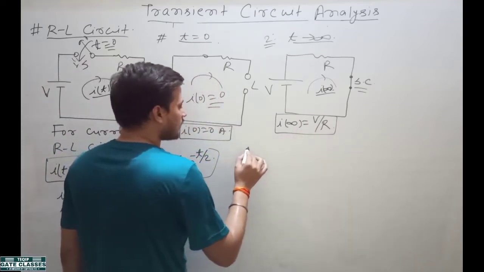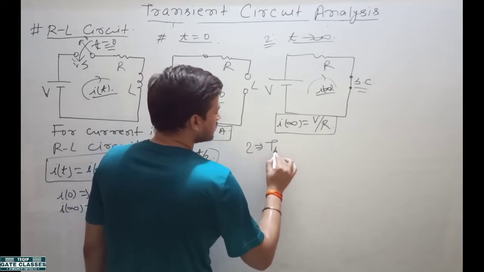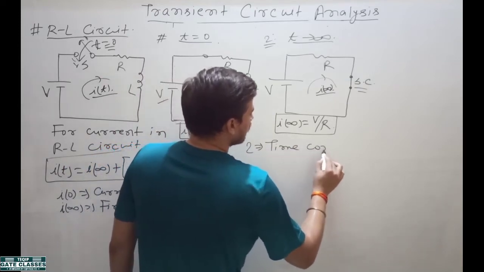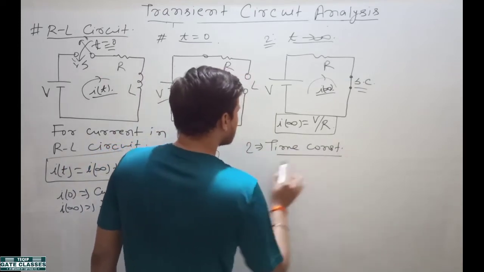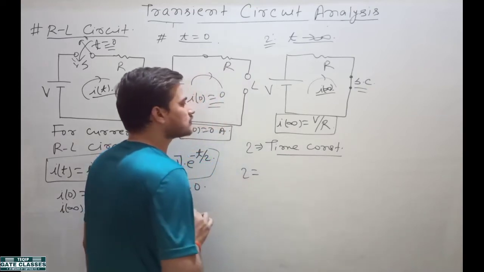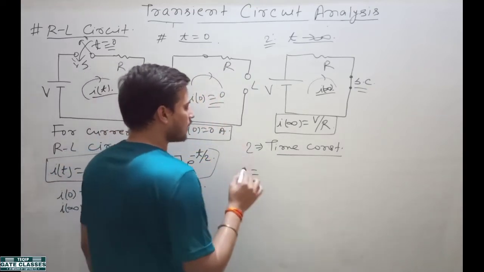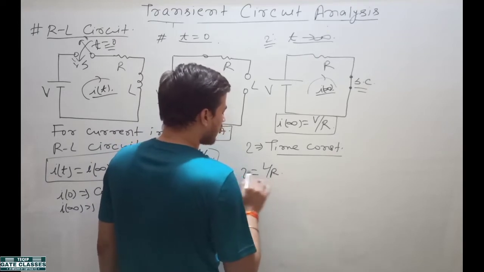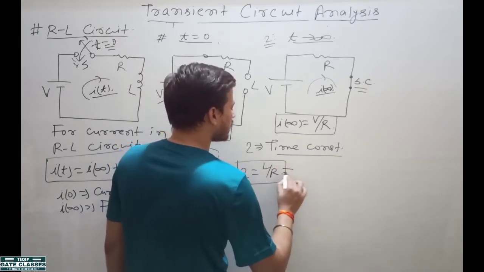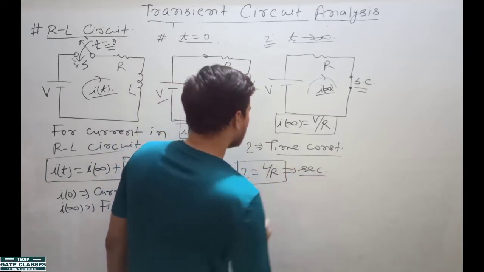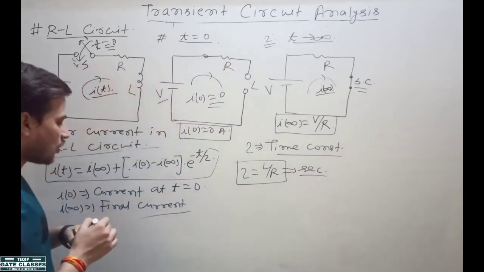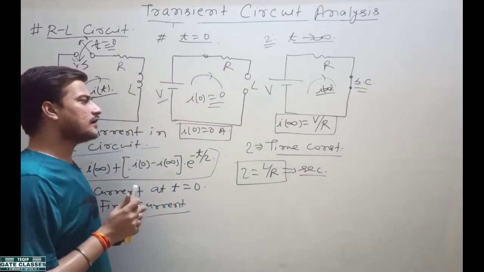Next, what is tau? Tau is nothing but the time constant. For RL circuits, the formula is tau equal to L by R, and its unit is second.